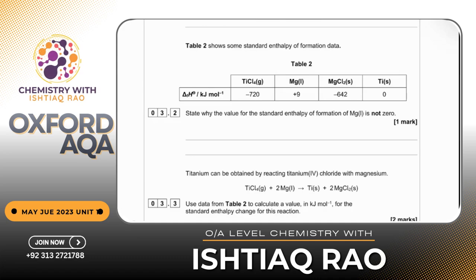Why is the value of the standard enthalpy of formation of magnesium zero? What's the standard state for magnesium? The standard state for magnesium is solid. They are saying it's magnesium liquid. So the answer is supposed to be that magnesium is not in its standard state.